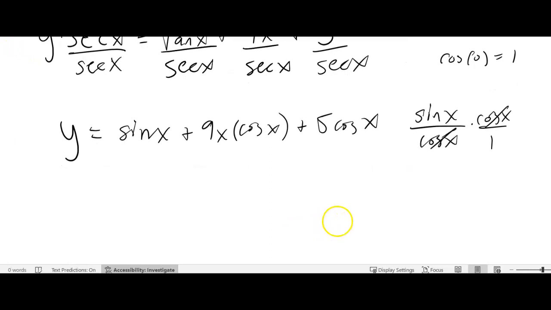And from there, there's not too much we can do. That answer looks good to me. I guess I could factor out a cosine, and I get, what do I get? 9x plus 5.